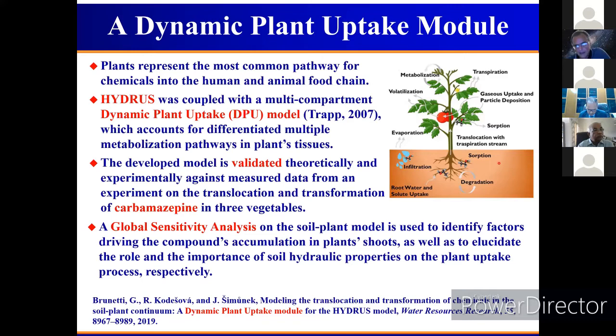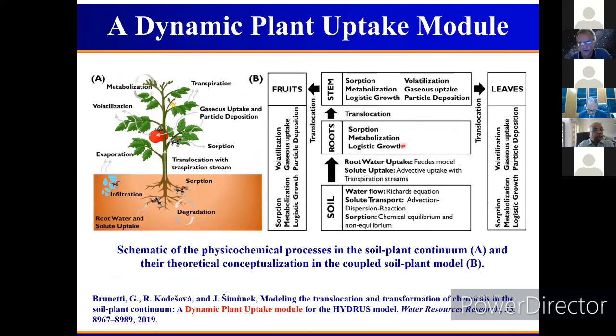And we modeled this using a compartmental approach. So we have HYDROS for the subsurface, for the soil, where we solve the Richards equation, convection dispersion equation, etc. Then we have root and solute uptake described by FEDES. And then we can have, again, passive and active uptake of that chemical. And then we simulate what happens with that chemical.